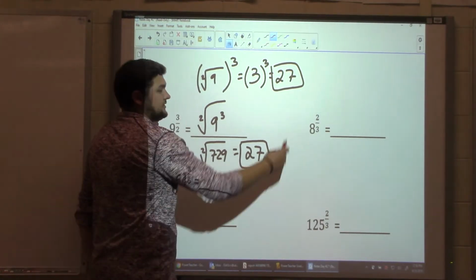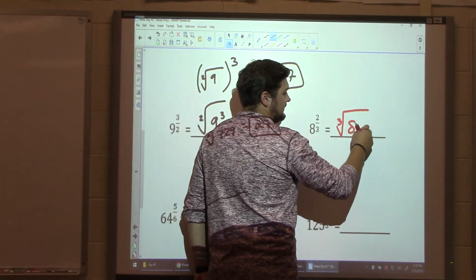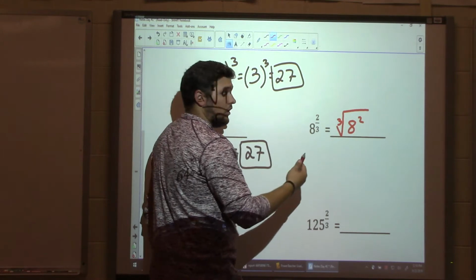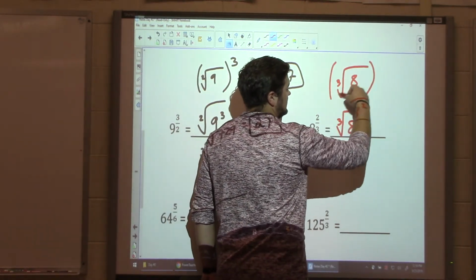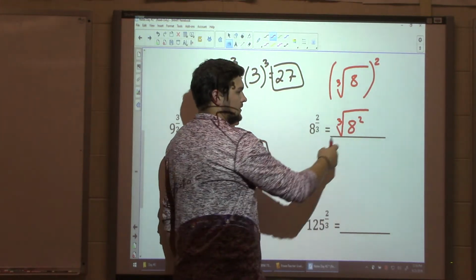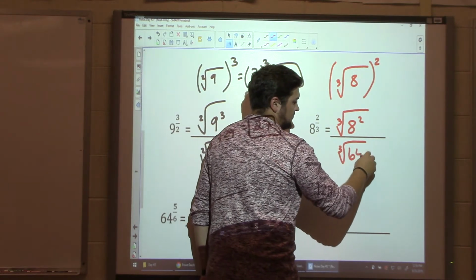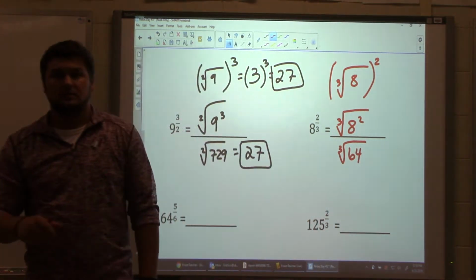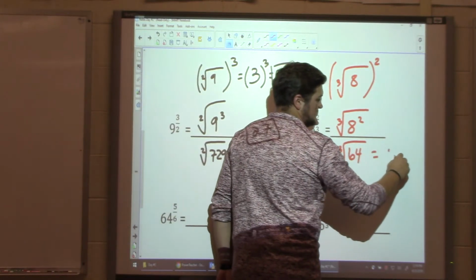Alright. 8 to the 2/3 power. Well, it's the cube root of 8 squared. Or it's the cube root of 8 squared. Well, 8 squared is 64. What is the cube root of 64? Oh, that's 4, right? 4 cubed will give us 64.